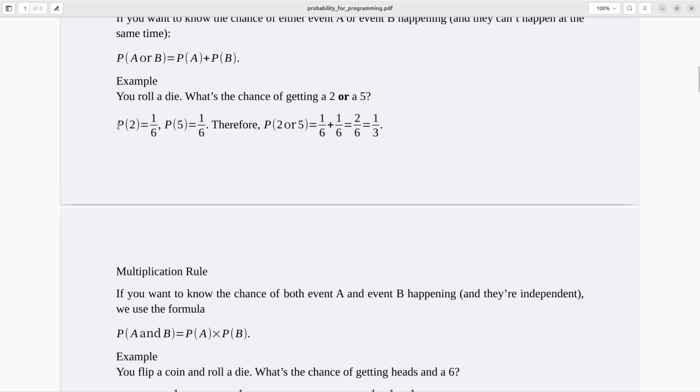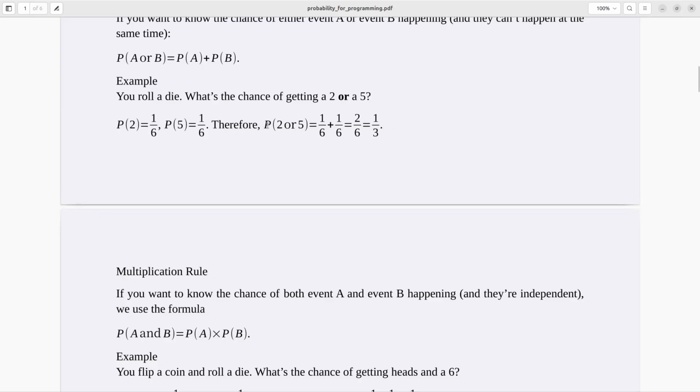So in this case, we can say that the probability of getting a 2 is 1 over 6 because we have one face having 2 out of all the 6 faces of a die. So we have 1 over 6 for getting a 2. By the same token, we have a probability of 1 over 6 again for getting a number 5 out of all the faces of a die, okay?